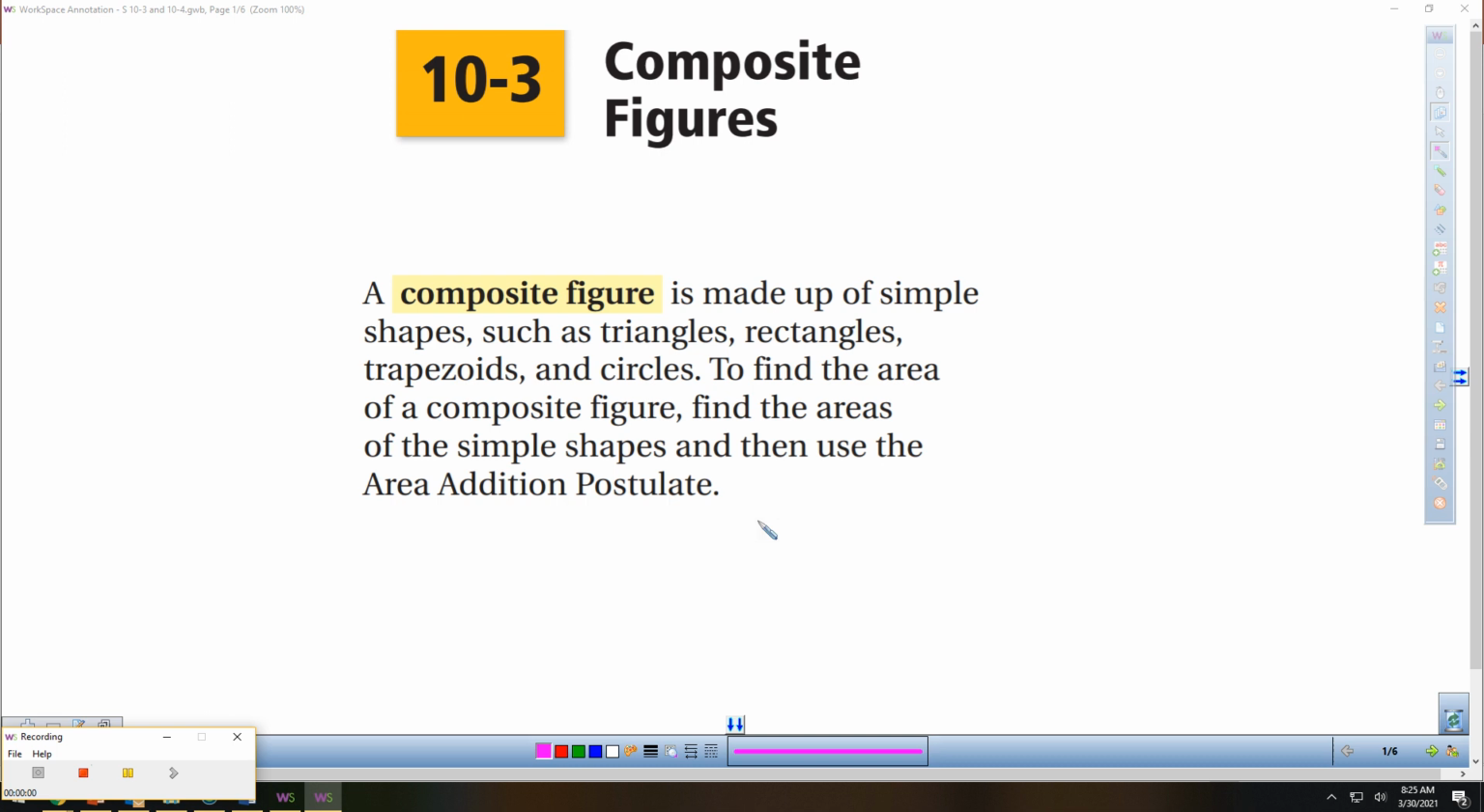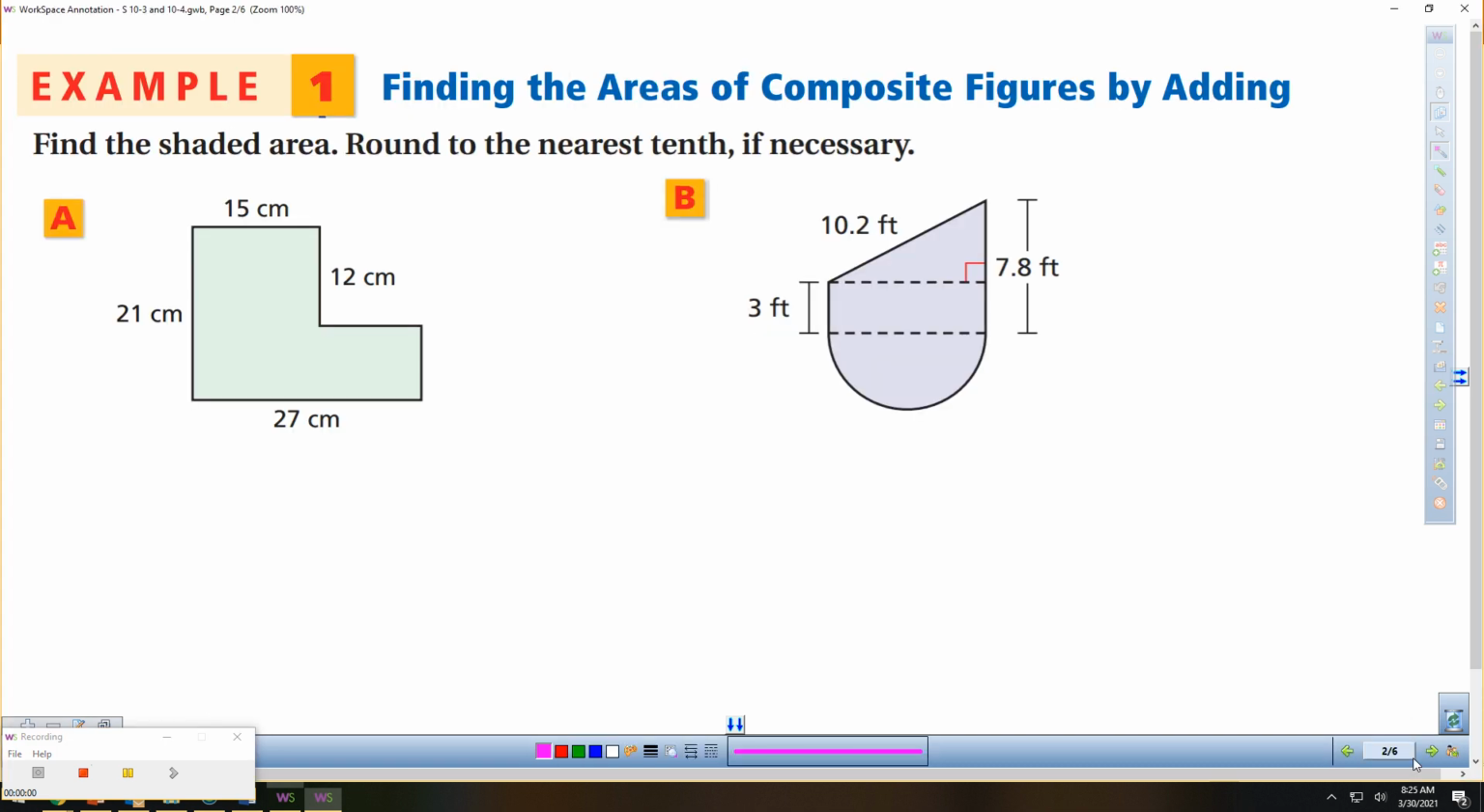What we're going to do today is we're going to find the area of the whole composite figure by using the area addition postulate. So pretty much all we're going to do is we're going to find the area of one figure and add it or subtract it to the area of the other figure to find the total area that I have. So, example 1, we want to find the area of this.